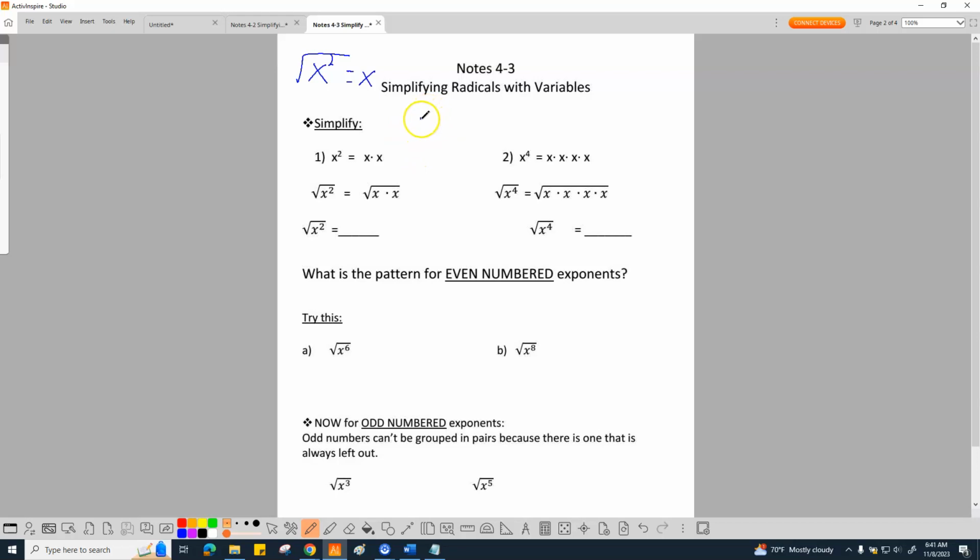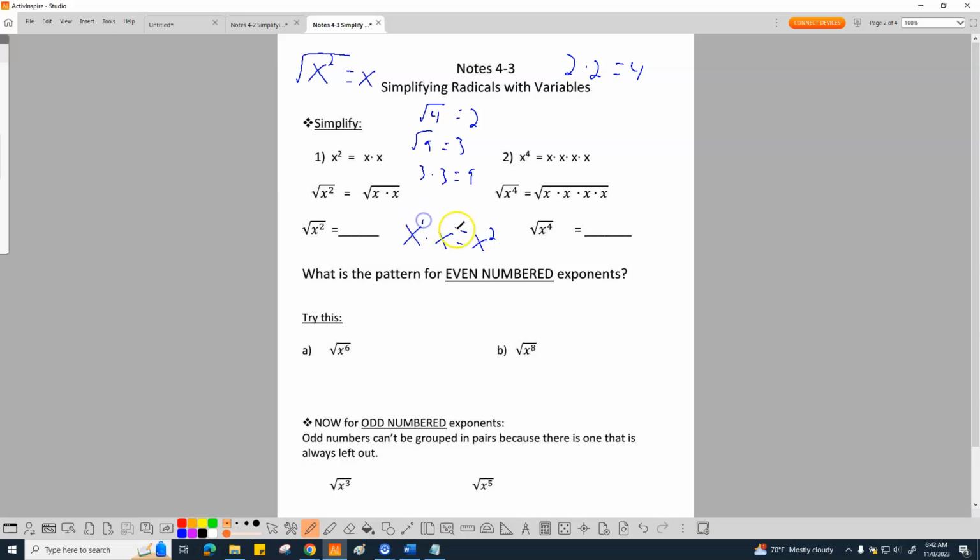Okay, well, let's talk about the square root of 4. And again, don't write this down. The square root of 4 is 2, and what that means is 2 times 2 is equal to 4. The square root of 9 is equal to 3. What that means is 3 times 3 is equal to 9. That's what the square root means. So I'm going to look at this x squared, and I'm going to tell you x times x is x squared. Where did I get those numbers?